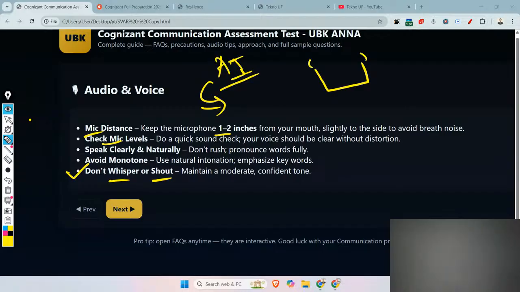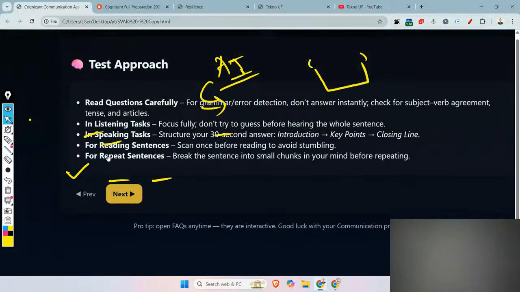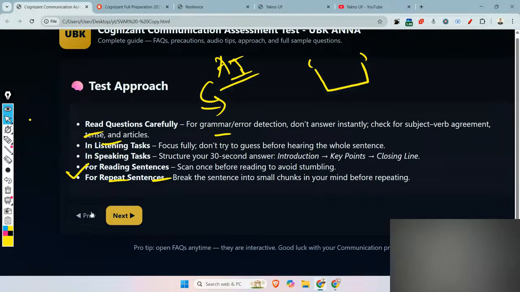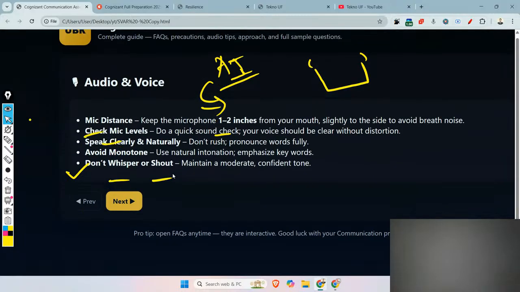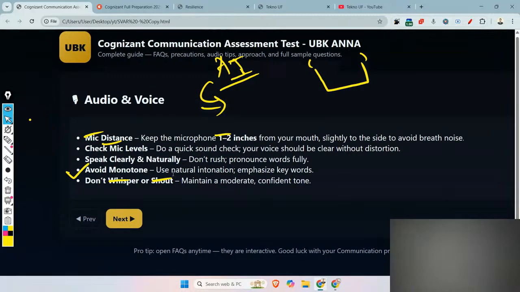Now let me discuss the next thing, that is the test approach. But before that, I'll discuss what the real questions are that they're asking, and what the updated pattern is.